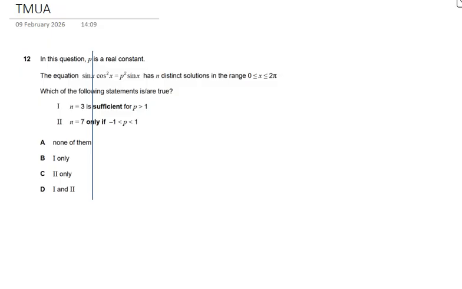Statement 1: n equals 3 is sufficient for p greater than 1, and statement 2: n equals 7 only if minus 1 less than p less than 1. So let's break this down step by step.